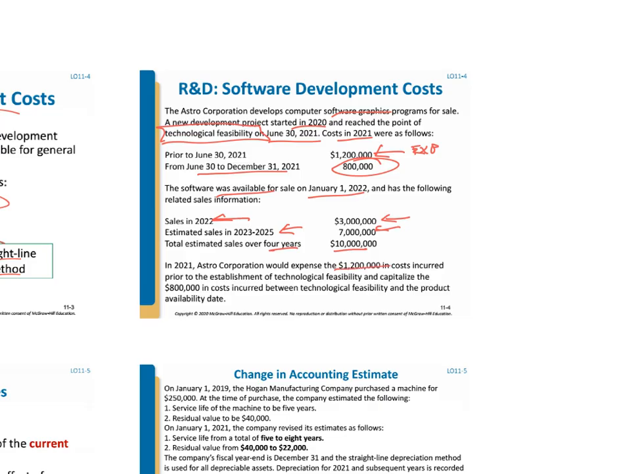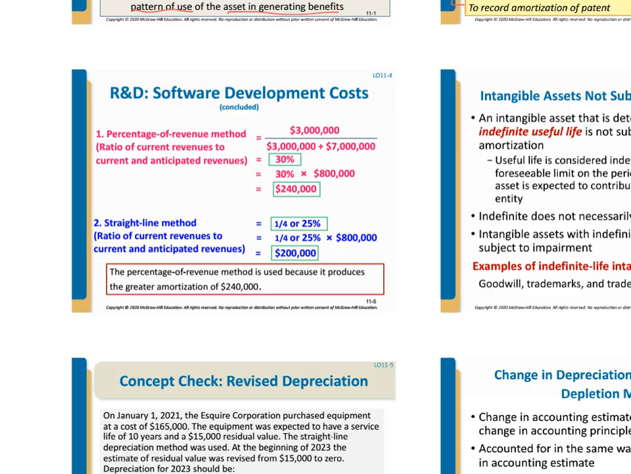As we noted, we are going to expense that $1.2 million. So the question becomes, how do we amortize the $800,000 that's capitalizable? We'll calculate the two options that we have to do the amortization. So the first is the percentage of revenue method. We take the $3 million that we had in that current year and divide it by the $10 million in total revenue. This represents 30%. We multiply that by 800,000, and that represents 240,000 that could be amortized in the current year.